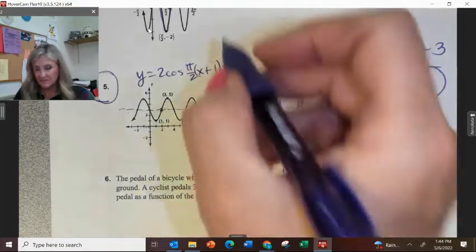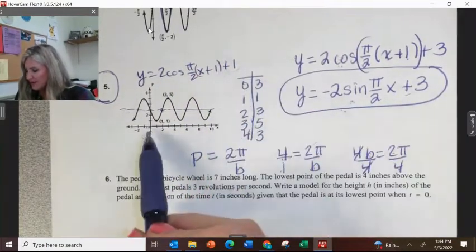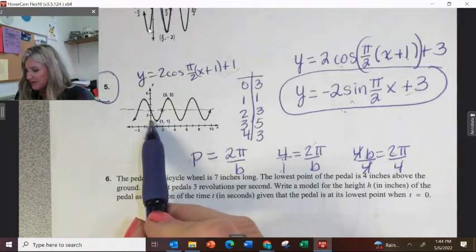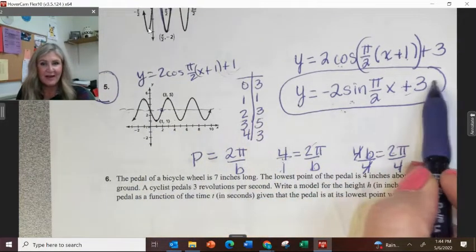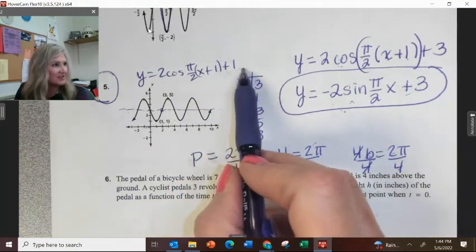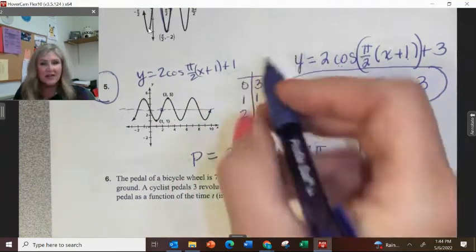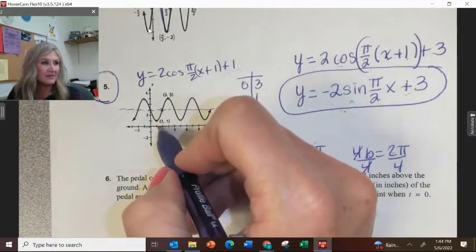Plus 1. Okay, well, once again, this plus 1 would mean that the middle of our highest and lowest points is only 1. So that's why it had to be the 3. And it looks like the rest of it was correct. It was just the plus 1 again. Okay, so guys, this number right here has to be in the middle of your high and low points.